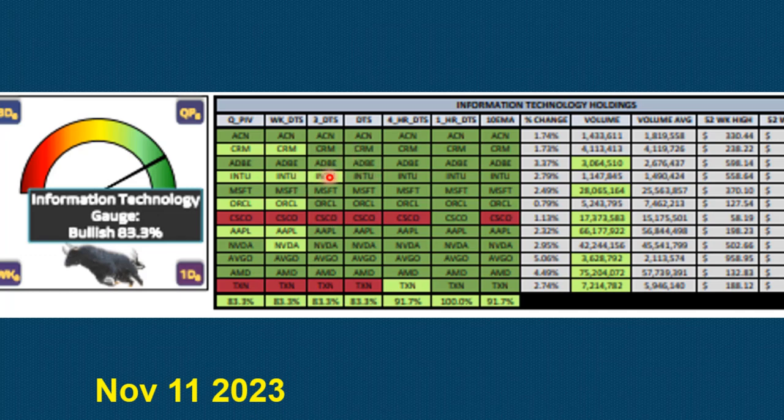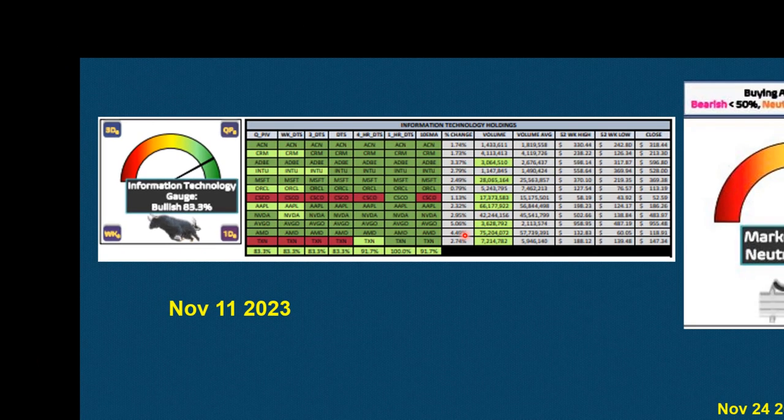So this particular weekend we had Intuit generate a 3-day DTS and a weekly DTS, and close above its pivot. The table also provides what the volume was, so those in green are above the average volume here, and gives you the high, low, the close, etc., and the percentage change. So lots of data in here. This is where I drill down every week to find stocks as well as ETFs that I can recommend to my clients.